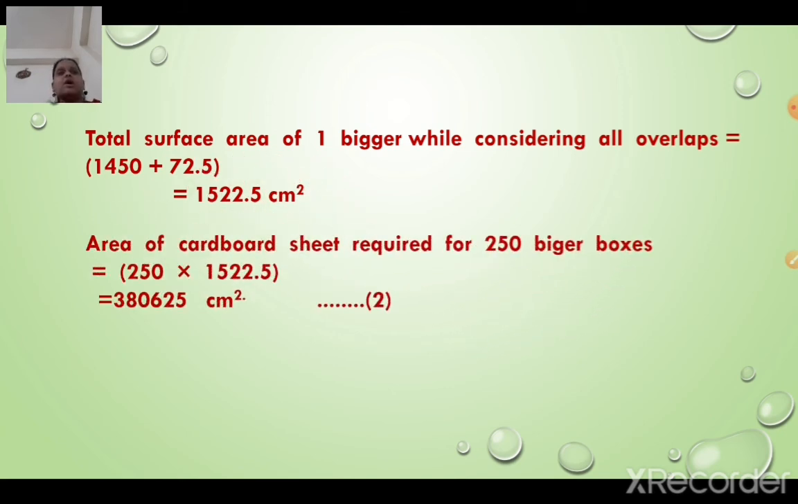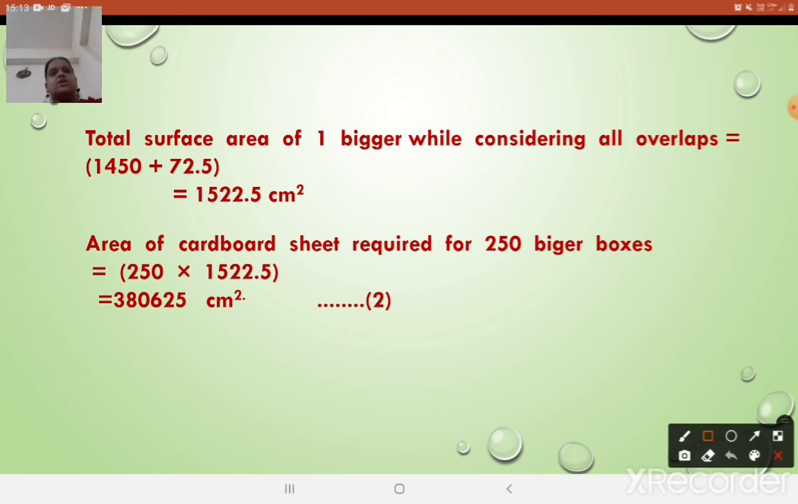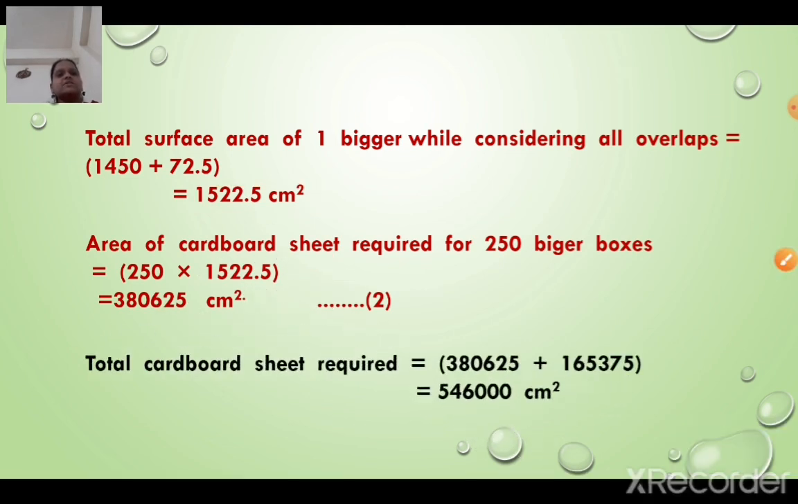Then the area of cardboard sheet required for 250 bigger boxes. So here we got 1522.5 centimeter square for one box. So we will multiply by 250 to get the area of 250 such bigger boxes. And what answer do you get over here? It is 3,80,625 centimeter square. So I have marked it as step 2. In step 1 we got it for the smaller box, and in step 2 we got the answer for the bigger box. See the next step now.